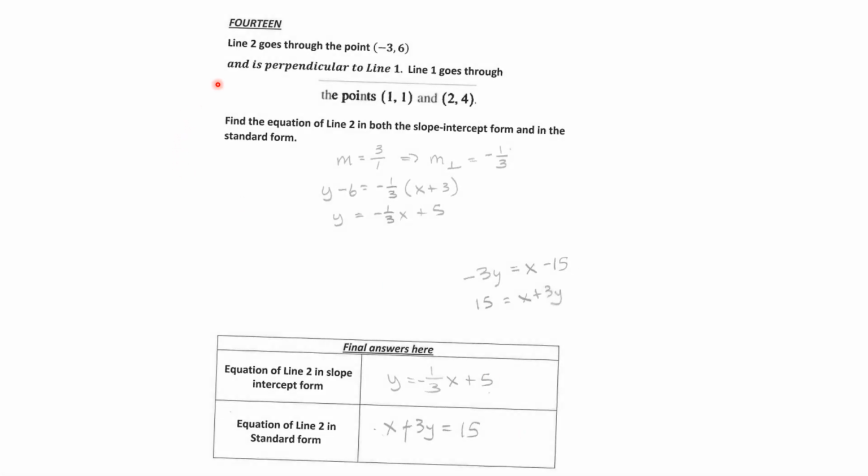Number 14, you were to find line 2, which goes through this point perpendicular to the line going through these 2 points. So you find this slope. This is going to be 3 over 1. That means the perpendicular line is going to have slope negative 1/3.